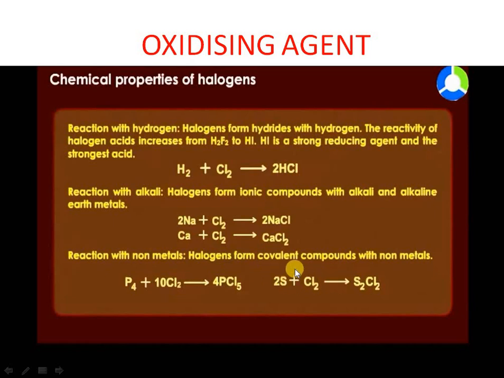So similarly here, 0 changes to +1. So chlorine is acting as oxidizing agent. Here 0 changes to +2. So oxidation, who is doing? Chlorine. Similarly 0 to +1. Chlorine is oxidizing agent in all these reactions.